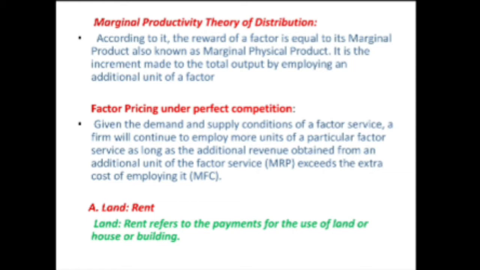So, we understand that the factor, that is land or labor or capital or organization, will be employed as long as the additional revenue obtained from that additional unit of the factor service, or marginal productivity, exceeds the extra cost of employing it. Now we come to the concept of land. Land gets rent. Rent refers to the payment for the use of land or house or building.